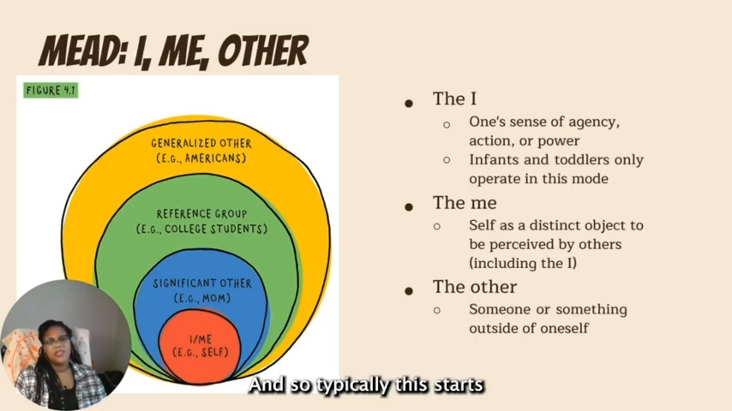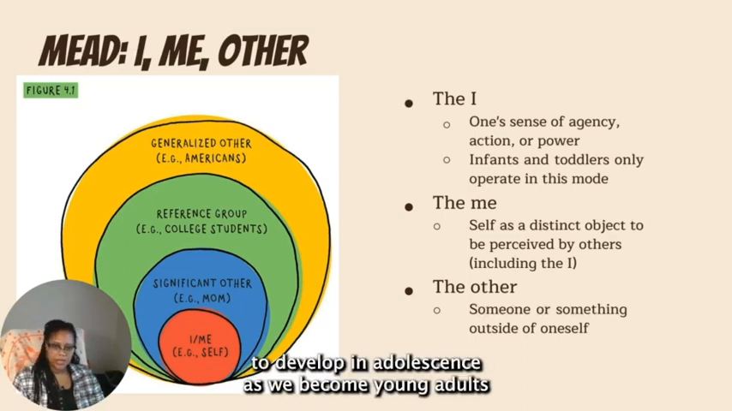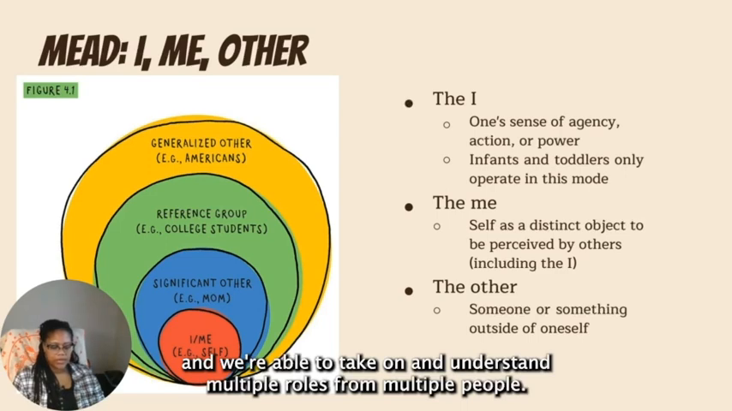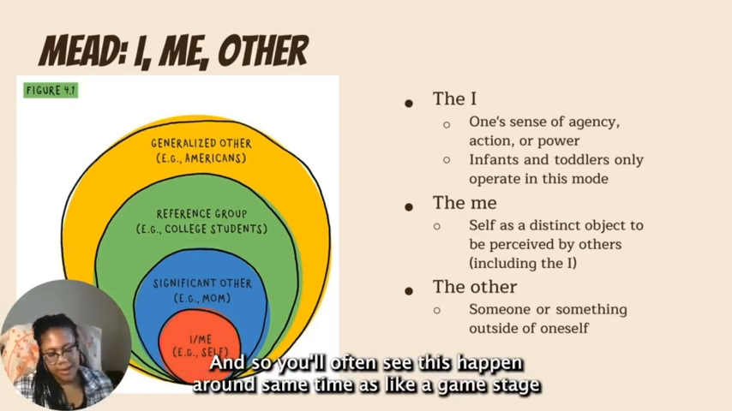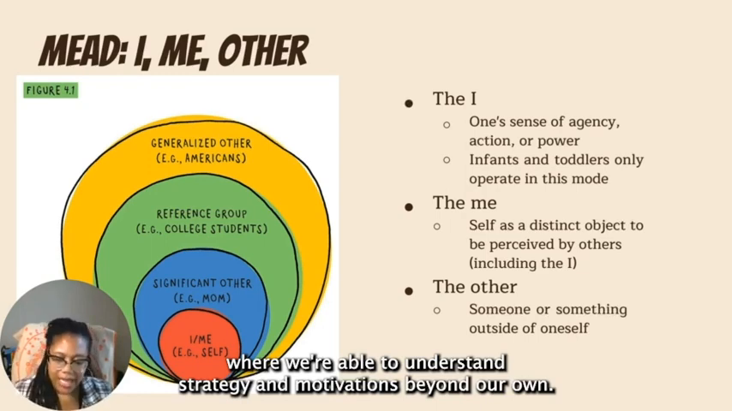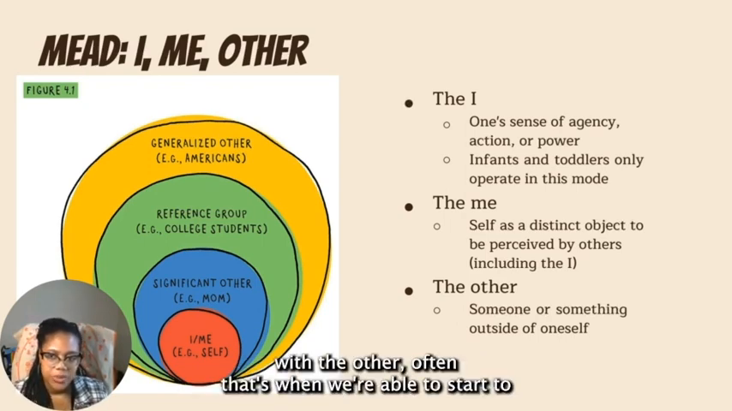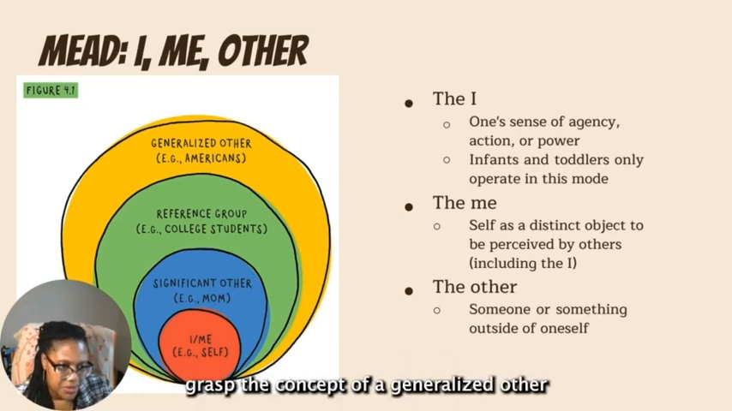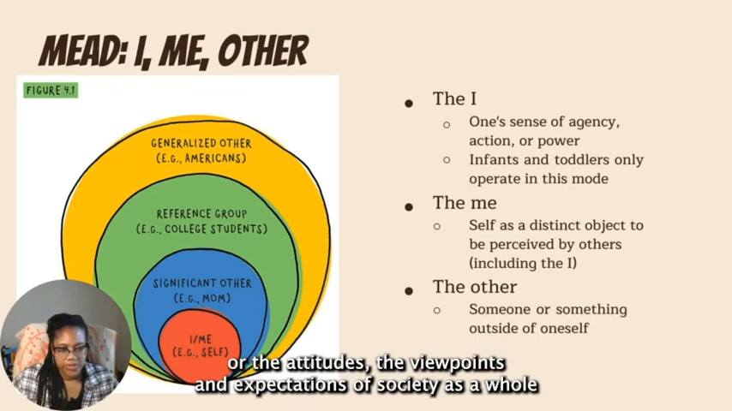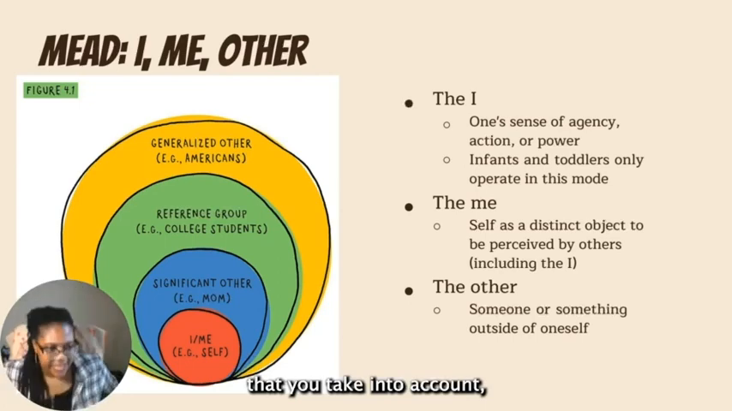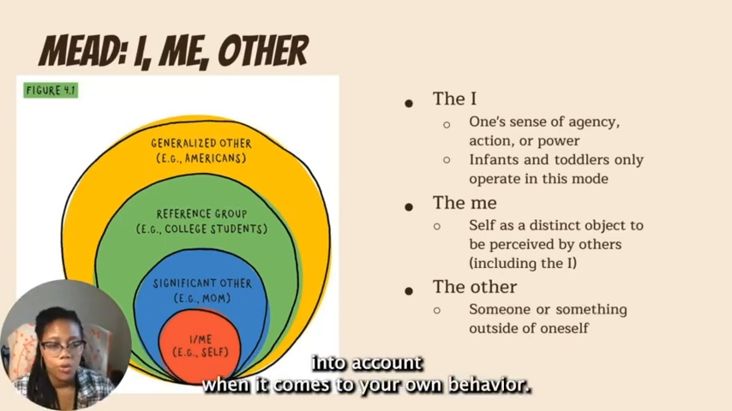And so typically this starts to develop in adolescence as we become young adults and we're able to take on and understand multiple roles for multiple people. And so you'll often see this happen around the same time as a game stage where we're able to understand strategy and motivations beyond our own. So yeah. With the other, often that's when we're able to start to grasp the concept of a generalized other, or the attitudes, the viewpoints, and the expectations of society as a whole that you take into account when it comes to your own behavior.